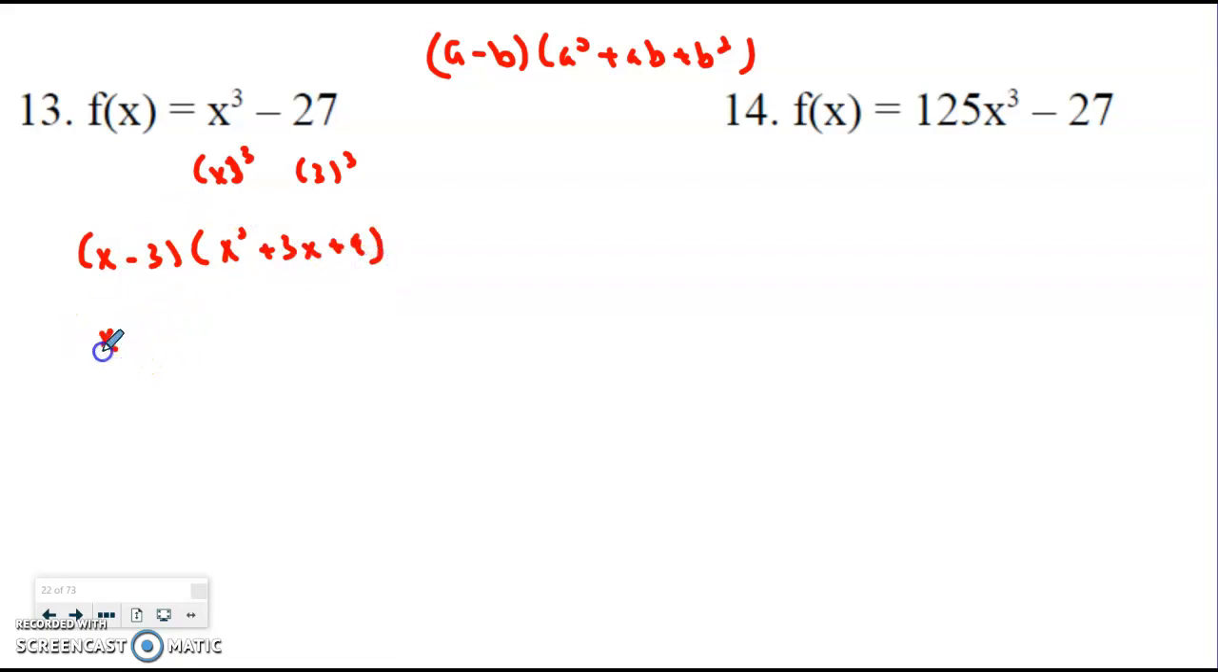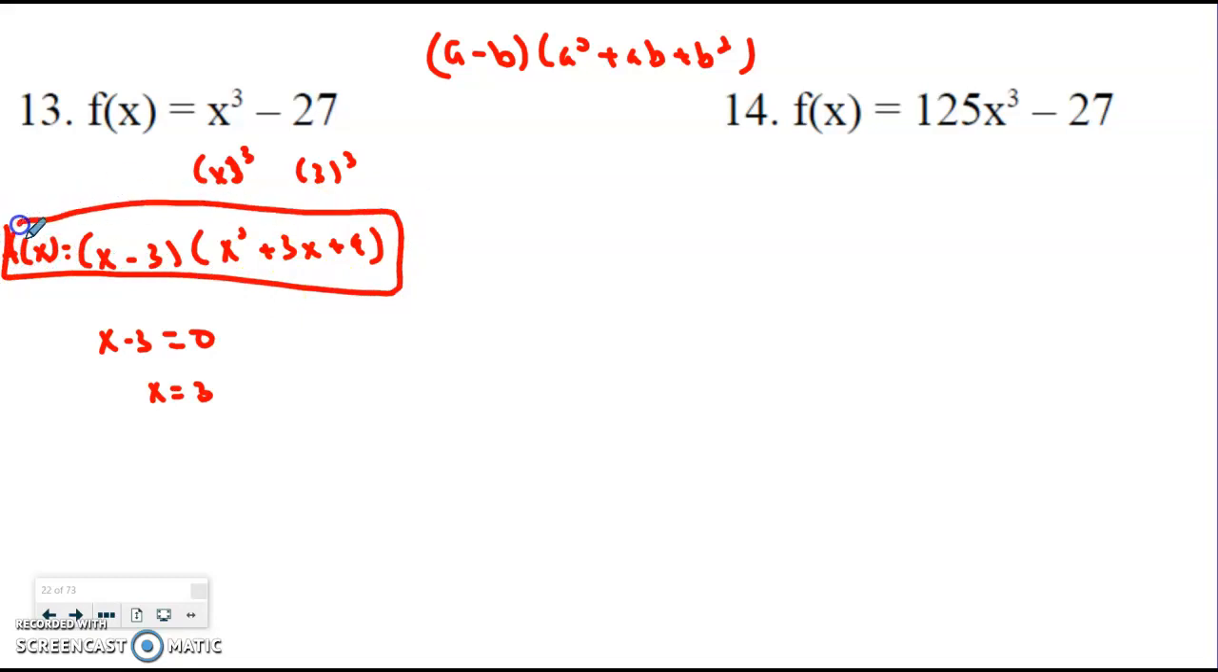In this case, your 0 is going to be dealing with x minus 3. So x equals 3 is your 0. So your function is f of x equals x minus 3 times x squared plus 3x plus 9. And your 0 is going to be at x equals 3.